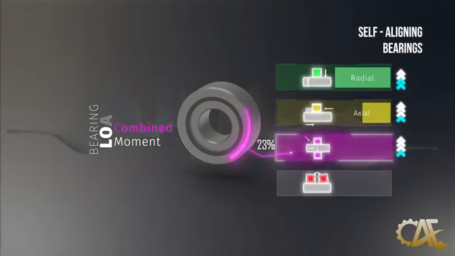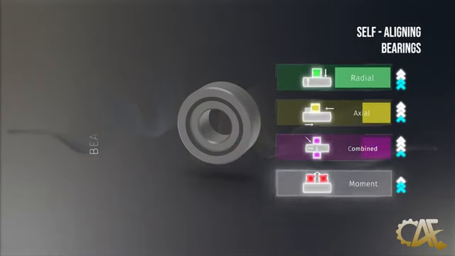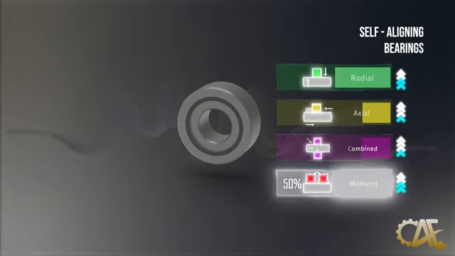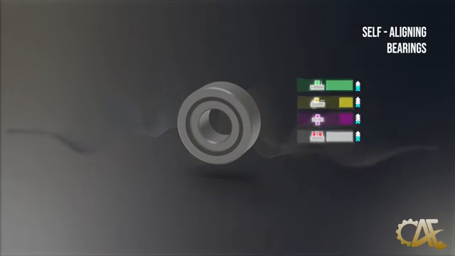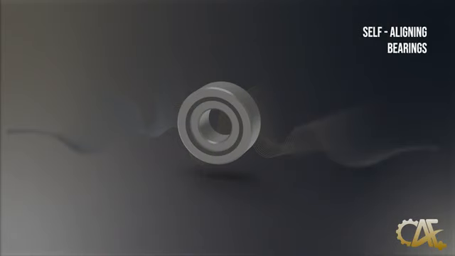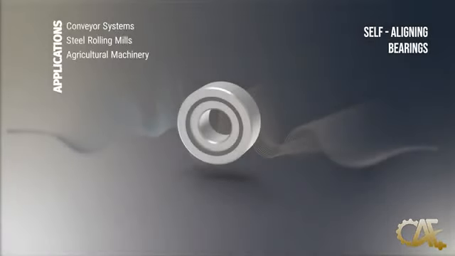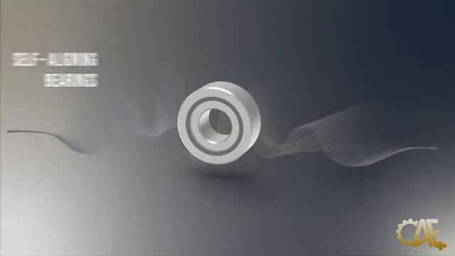When it comes to moment loads, a single self-aligning bearing is not ideally suited to handle them, but can manage moderate moment loads. In conclusion, this specialized construction of rolling elements is a clever design feature that allows the bearing to accommodate and correct for misalignments, leading to increased operational efficiency, reduced wear, and extended bearing life. Their value becomes evident when we consider their frequent deployment in applications vulnerable to shaft deflection or alignment issues, such as conveyor systems, steel rolling mills, and agricultural equipment.